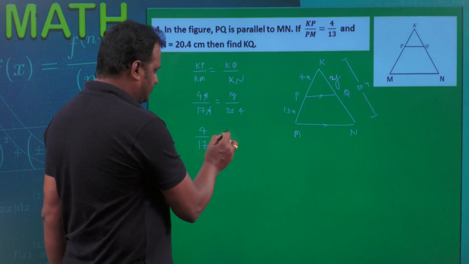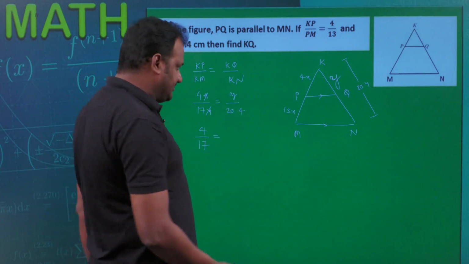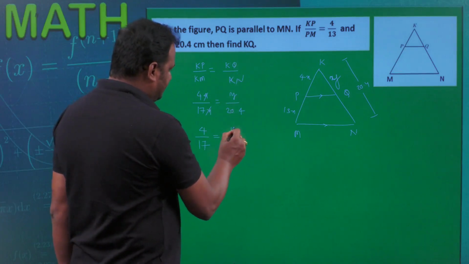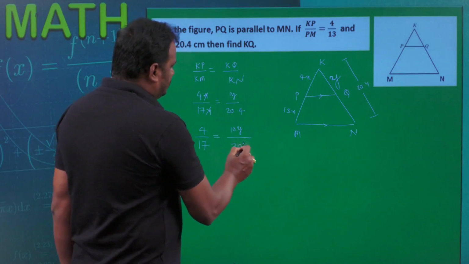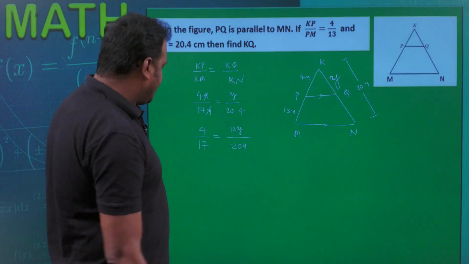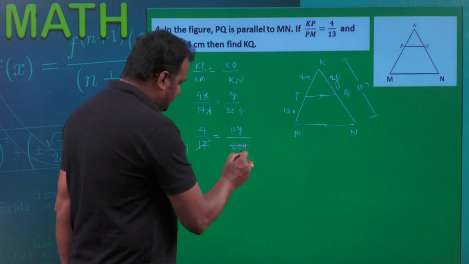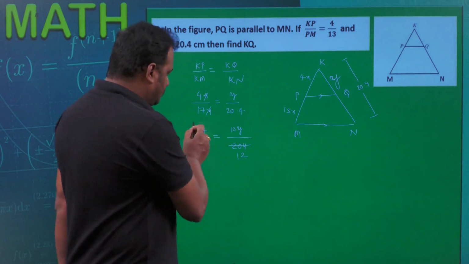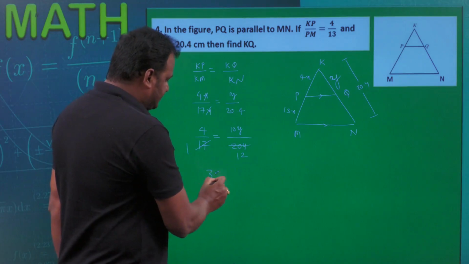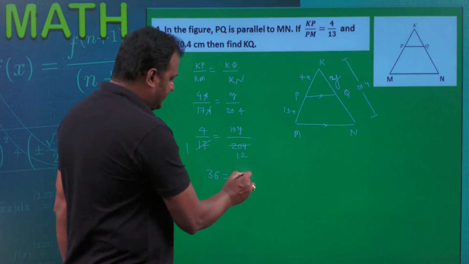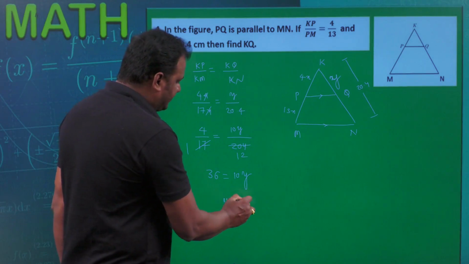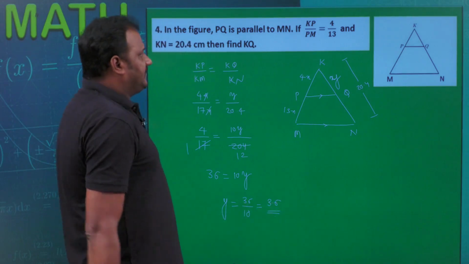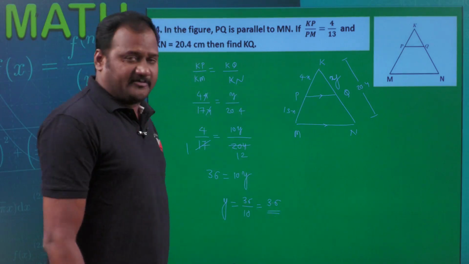Now I am going to cancel this x and x. 4 divided by 17 is equal to Y by 20.4. I am going to remove the decimal. It would be 204 divided by 10. The 10 goes to the numerator, that is 10y divided by 204. Now I can cancel: 17 ones are 17, 17 twos are 34. Am I clear? Now do the cross multiplication. 4 12s are 36 is equal to 1 into 10y, which is 10y. Therefore, the value of y is 36 divided by 10, which is 3.6. Therefore, the value of KQ is equal to 3.6.